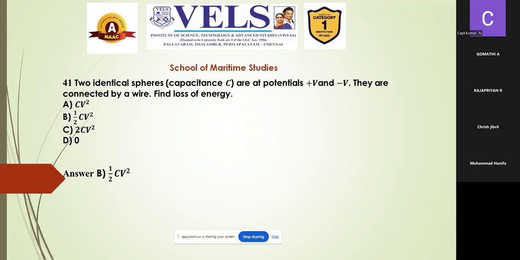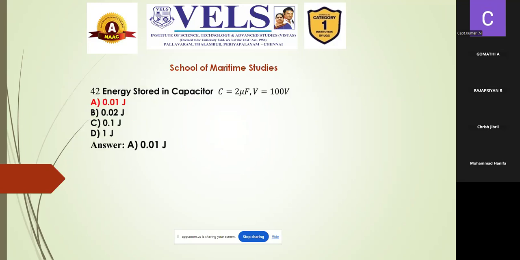They are connected by a wire. Now we are going to find out the loss of energy. The formula of the energy E is equal to half CV square, where C represents the capacitance of the wire and V represents the voltage of the wire. Half CV square is equal to E.